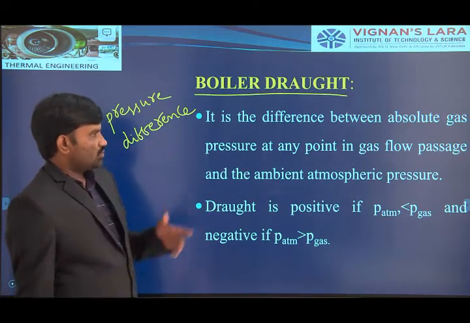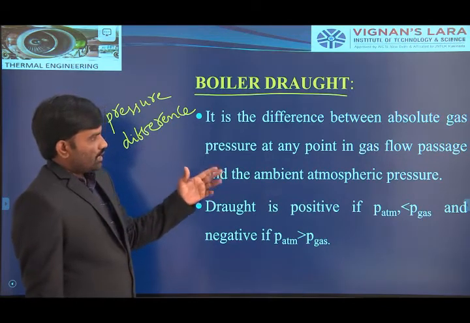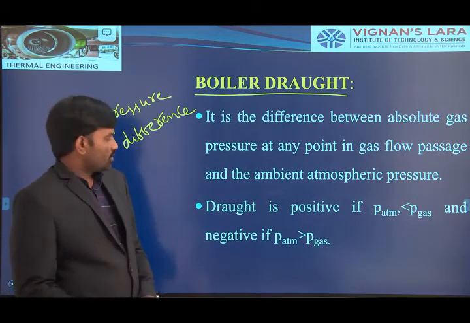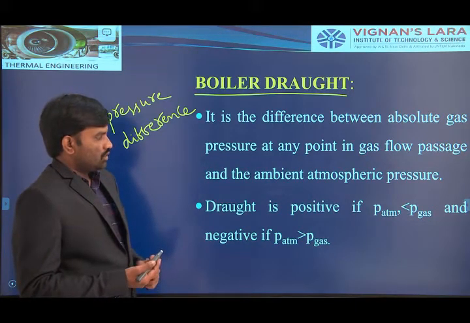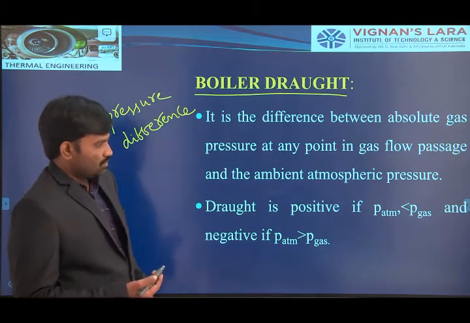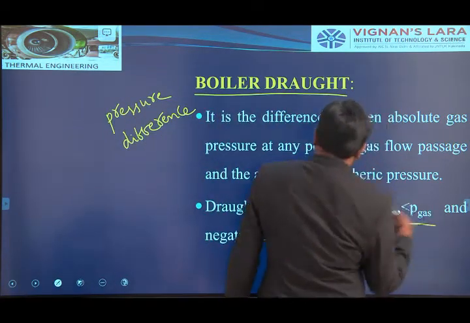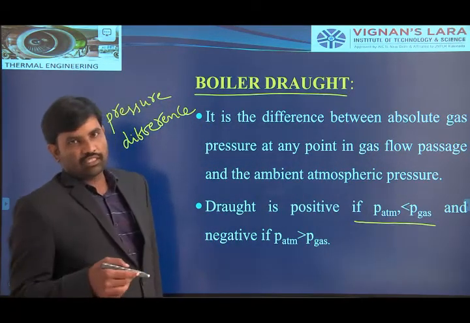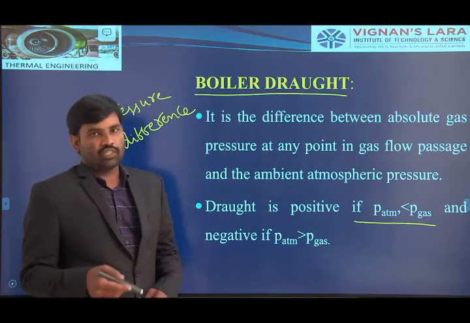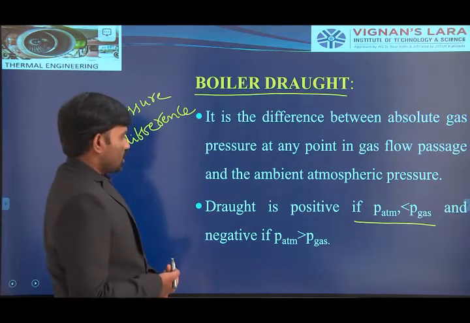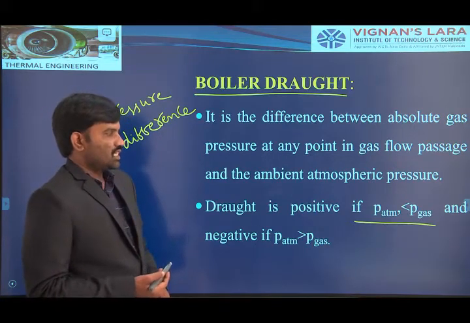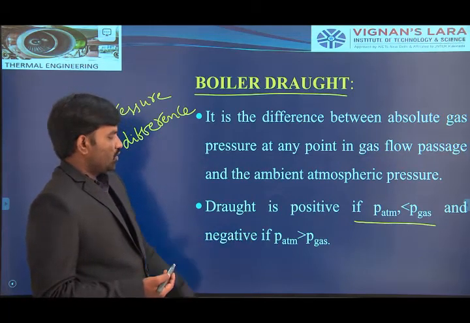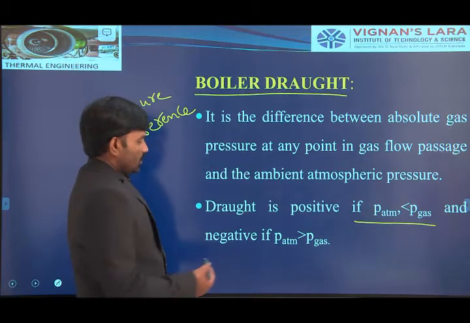It is the difference between the absolute gas pressure at any point in the gas flow process and the ambient atmospheric pressure. Draught is positive if atmospheric pressure is less than the gas pressure. Positive draught and negative draught develop during the circulation of gases, and based on our requirement we use positive or negative draught. Draught is negative if atmospheric pressure is greater than the gas pressure.